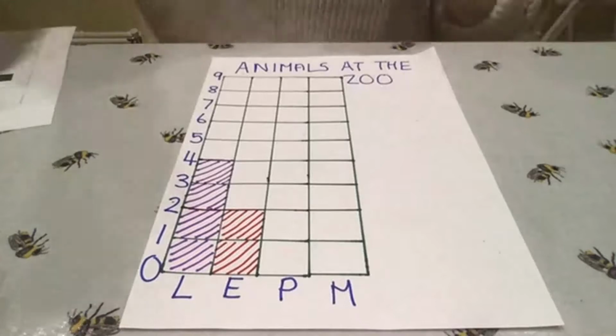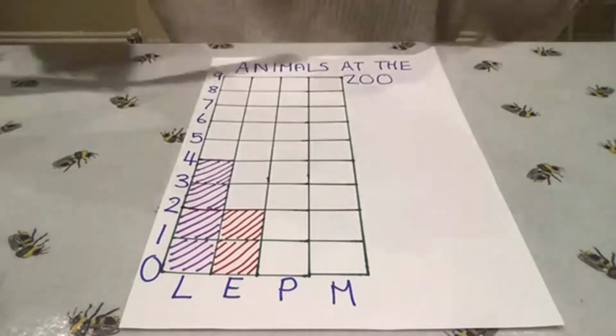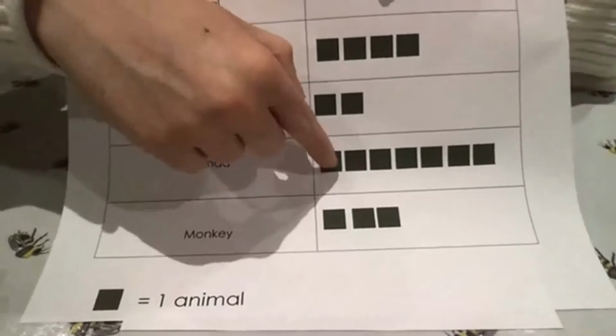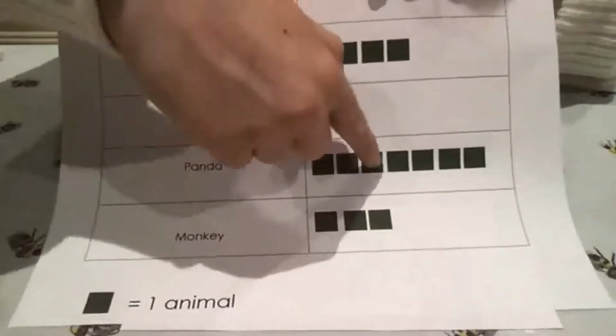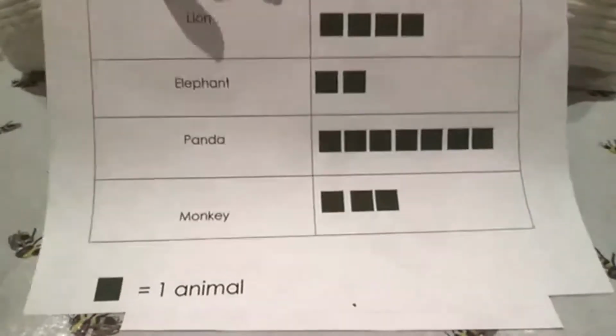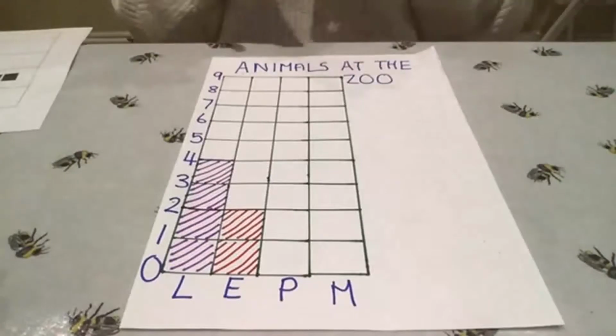Okay, year 2. So let's carry on. Let's see if you were right. So we're going to look at our tally, not our tally chart, our pictogram. I'm getting all of my names muddled up today. And we're going to look at it for pandas. Now, how many squares are there for pandas? Well, there's 1, 2, 3, 4, 5, 6, 7. There are 7 squares, which means there are 7 pandas because each square represents 1 panda.